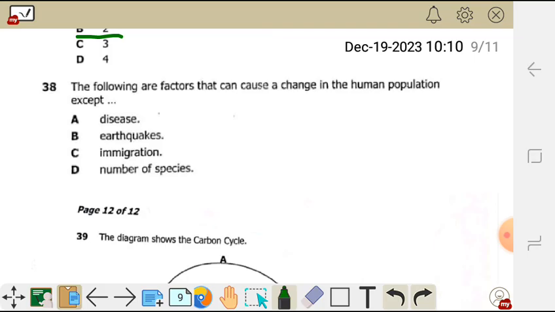Earthquake, where there is an earthquake, there is always deaths of people. People die during an earthquake. So that will cause human population change. Then immigration. If you move from one place to another, you are going to cause a change in human population. Where you are coming from, you are reducing the population. Where you are going, you are increasing the population. But number of species does not change the population there. So the correct answer here is D, number of species.